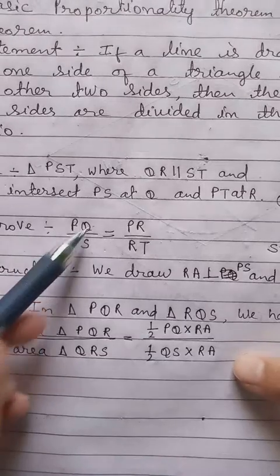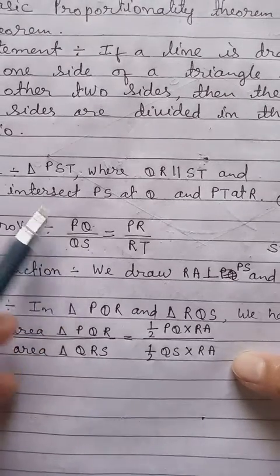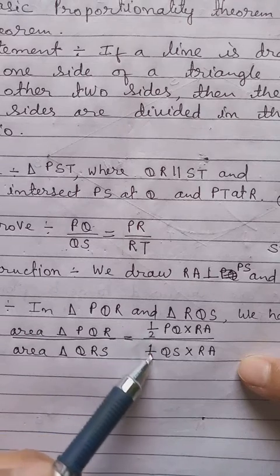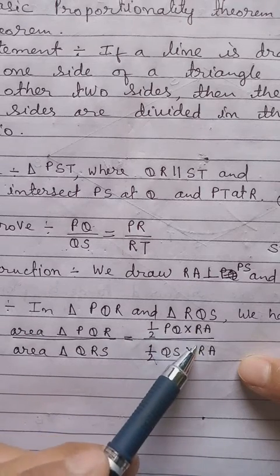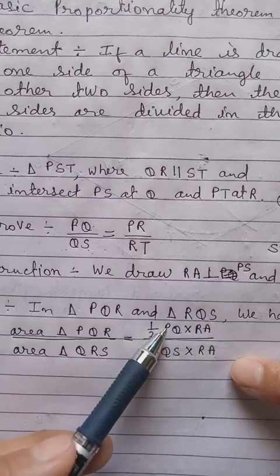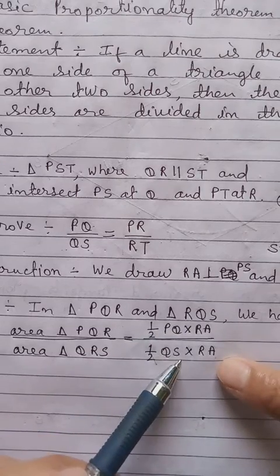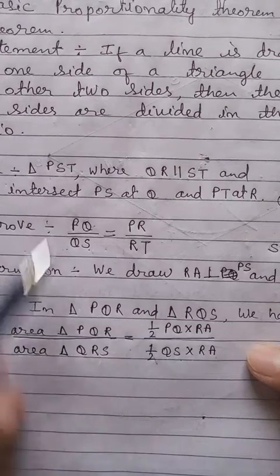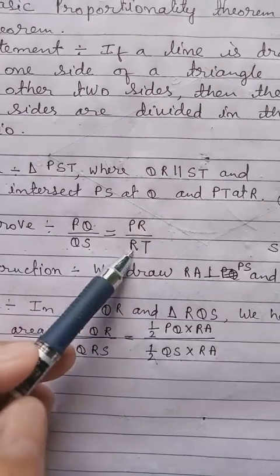Remember, we take PQ and QS as the half base because we want this ratio. Then here you can see half we can cancel, RA we can cancel, so we are left only with PQ by QS. After that we cannot do anything, we leave that as equation 1. Then next we want PR and RT.